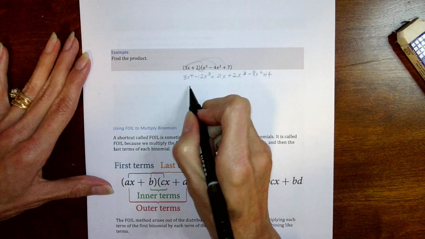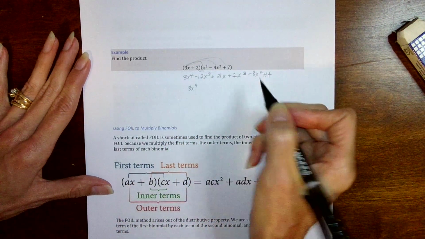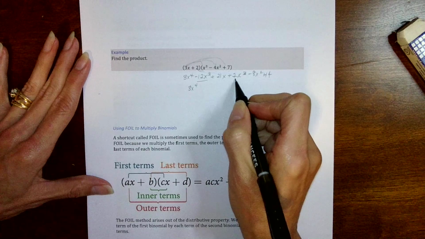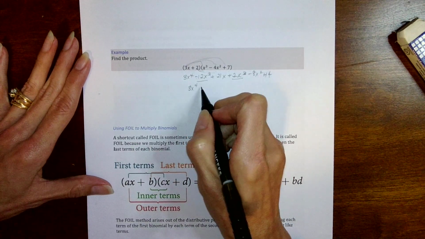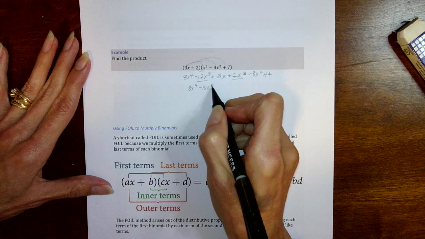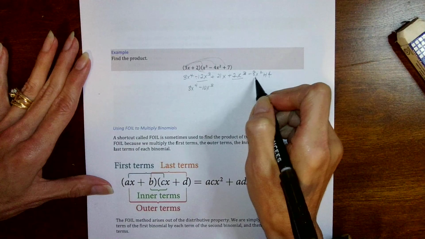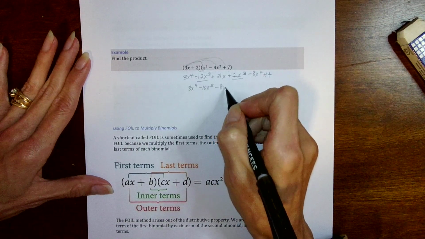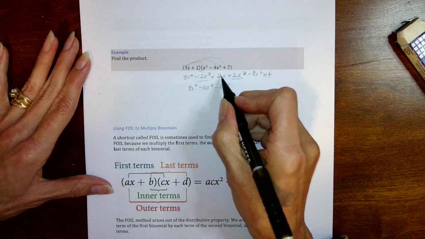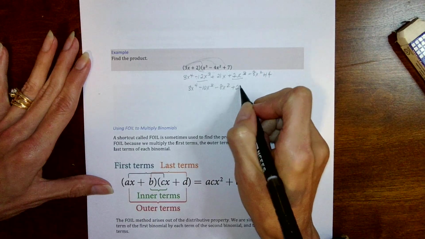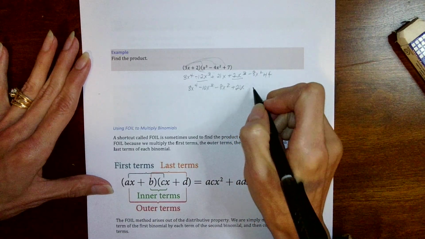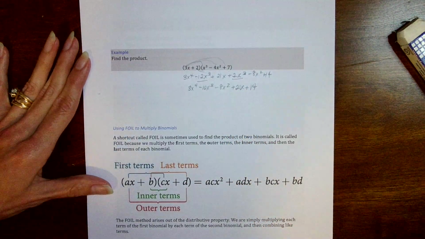And so I only have one fourth term. So I have a minus 12 and a plus 2, so that's minus 10x cubed. I only have one squared term, only one x, and then plus 14.